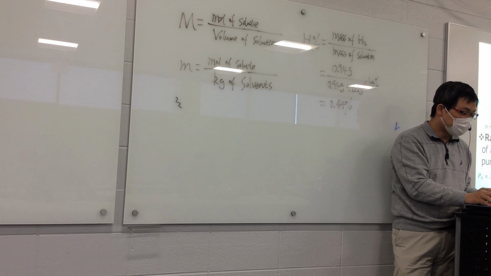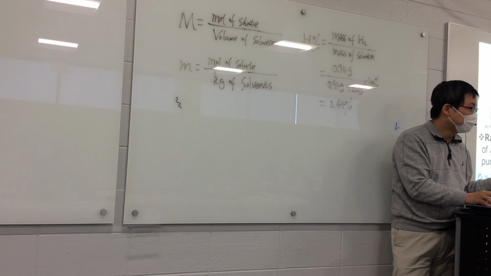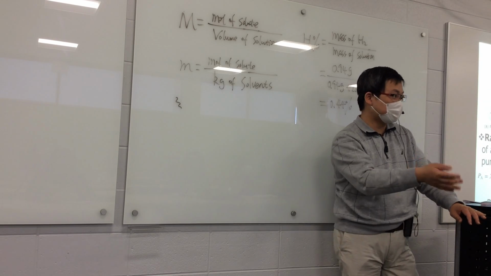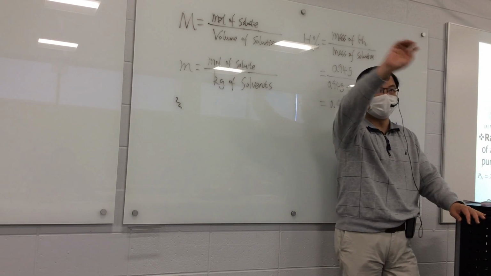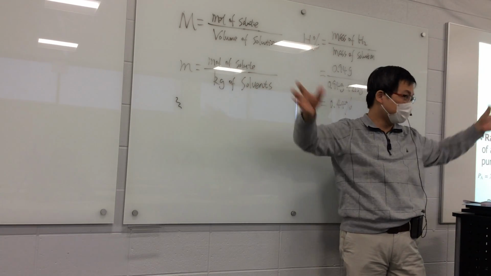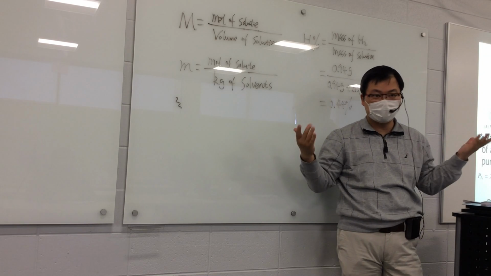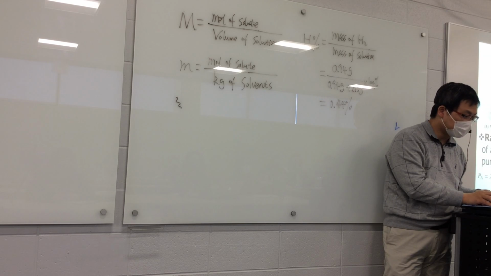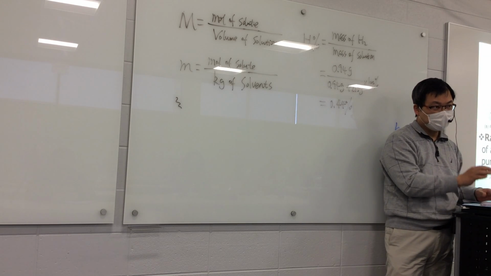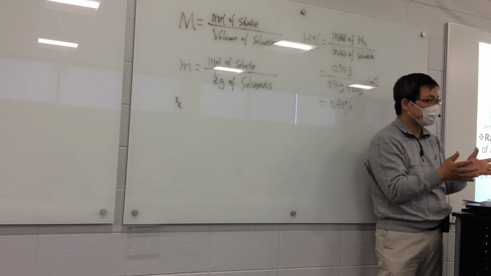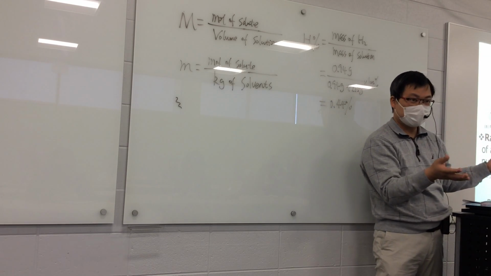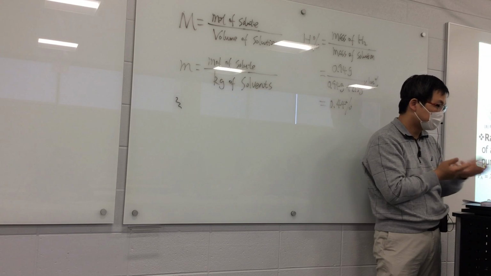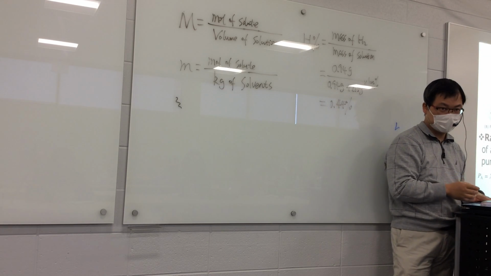And for sure, this is smaller than 1, right? The mole fraction of solvent is smaller than 1, because the mole fraction of solvent equals moles of solvent divided by the moles of the whole thing: solvent and solute 1, solute 2, solute 3. So this is smaller than 1. Therefore, the vapor pressure of a solution is lower than the pressure of a pure solvent. That's called vapor pressure lowering.